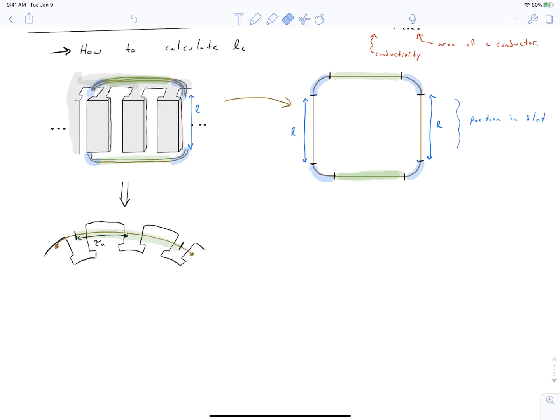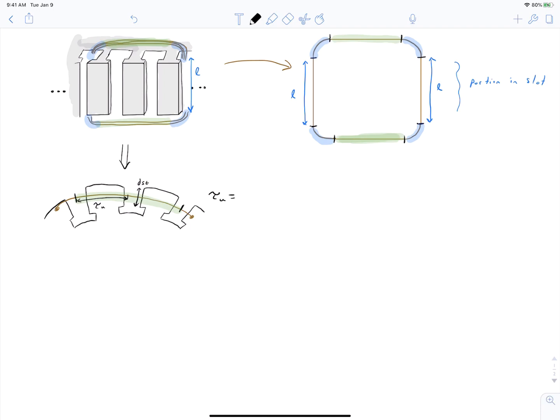I'm labeling this as tau u, that is our slot pitch. And if you'll recall back to the parameterized stator that we looked at in homework 2, we had labeled the height of our tooth as dst. And so we're going to evaluate our slot pitch tau u at half of our tooth height. So we're going to evaluate it in the center of our tooth so that we have the right radius. And we can calculate tau u as being the slot angle times the radius of our slot, and it's that radius that we're taking to be right here, halfway back in our tooth.